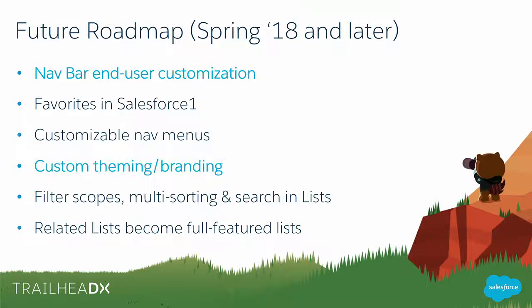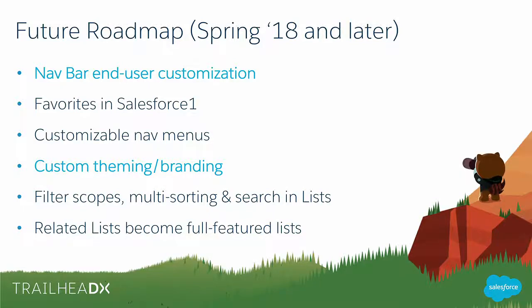The overall mission for lists is making lists awesome in Lightning. So again, closing gaps like filter scopes, multi-sorting, search. We want to bring all the goodness to lists in Lightning and make them amazing. And our mission is that wherever you encounter a list in Lightning, it should be a fully featured list with all the bells and whistles. So we know right now that related lists lack some of these capabilities. We're rapidly trying to merge it all together into one uniform UI so that every list is great. So that is the goal for experience.